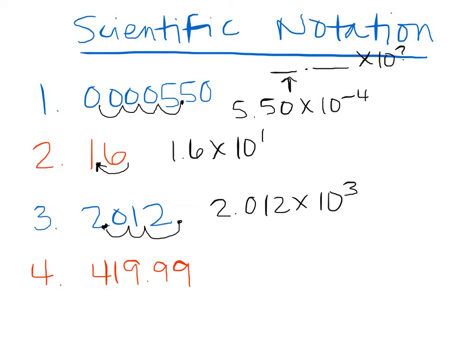This next one is kind of tricky because you already see the decimal here, but you follow the same rule. I look for my first non-zero digit number, starting from the left-hand side, and I find it to be a 4, so I put the decimal after the 4. Let's count how many places I had to move it. 1, 2, so I moved it over 2 places. So my answer for this one is going to be 4.1999 times 10 to the second. Again, it's a positive exponent because the number 419 is larger than 1.